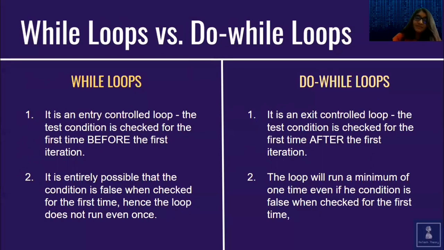Coming to the second difference, it's pretty much the same. It's entirely possible that the condition for the while loop is going to be false when checked for the first time, so the loop doesn't even run. But in the do-while loop, the loop will run a minimum of one time. So even if the condition is false, you're going to have the loop run once.